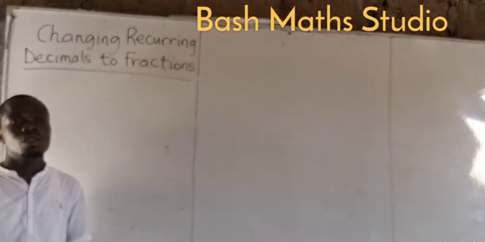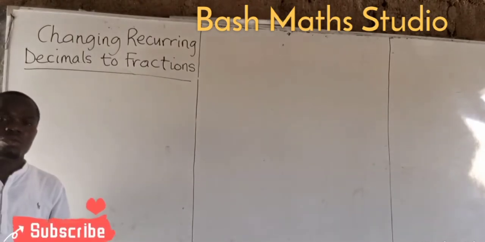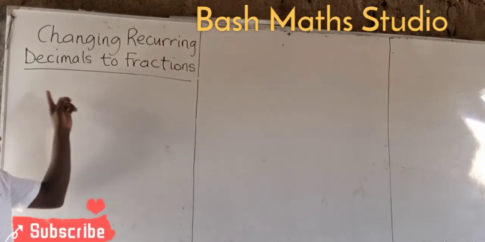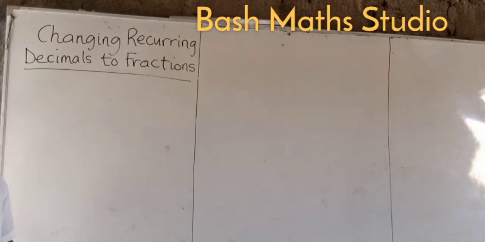Today's episode of the video is going to focus on changing recurring decimals to fractions. In fact, if we talk about decimals, we have different types of decimals. We can talk about terminating decimals and then also recurring decimals. For terminating decimals, they are very easy to change to fractions, so our focus will not be on that.